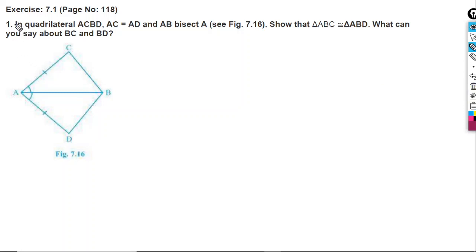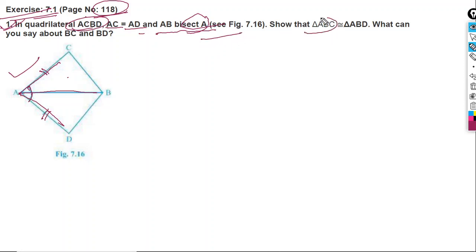So today we are going to discuss exercise 7.1 of your book, page number 118. So let's read the question. Question number 1. Quadrilateral ABCD. Here you can see in the figure, AC equal to AD, and AB bisects angle A. You can see AB is bisecting this big angle A. Okay, see the figure. So triangle ABC is congruent to triangle ABD. Okay, so let's prove it.